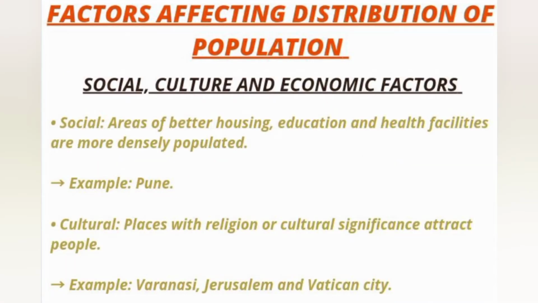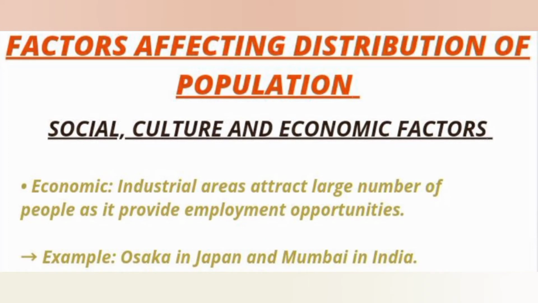Social, cultural and economic factors. Social: areas of better housing, education and health facilities are most densely populated. Example, Pune in India. Cultural: places with religious or cultural significance attract people. Some places are Varanasi in India, and Jerusalem and Vatican City in the world. Economy: industrial areas attract a large number of people as they provide employment opportunities. Example, Osaka in Japan and Mumbai in India.